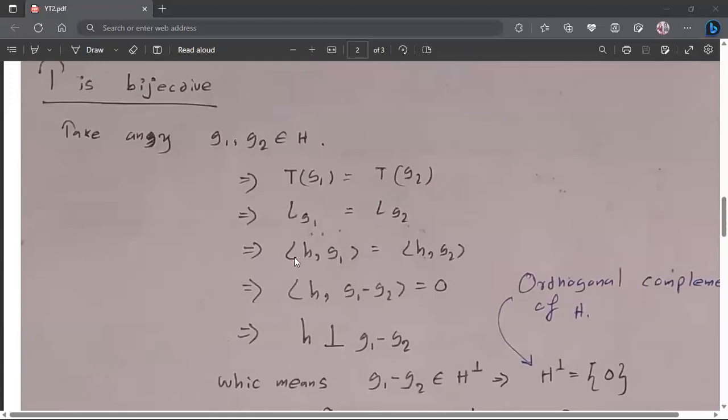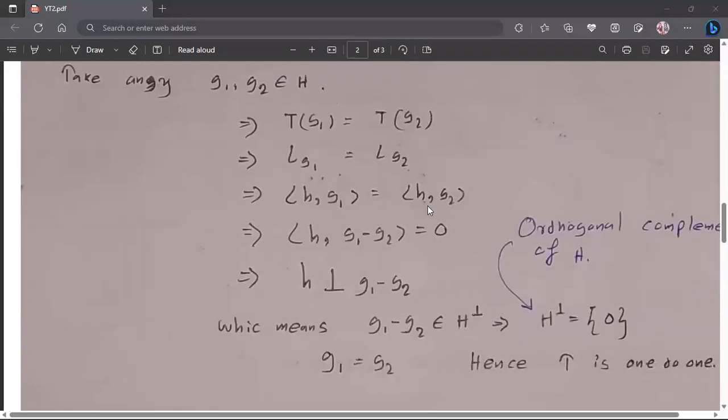Then again, by the definition, this is the inner product of h and g1. This is the inner product of h with g2. Again, if we use the properties of inner product, we get this one. This simply means the inner product is 0, which guarantees this h is orthogonal to this g1 minus g2.